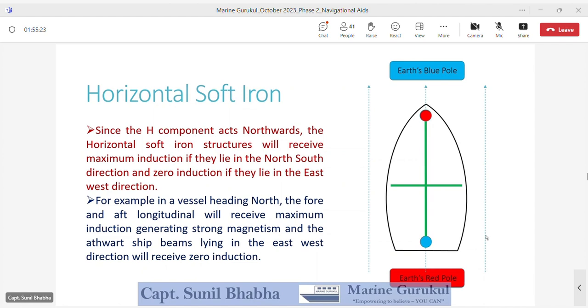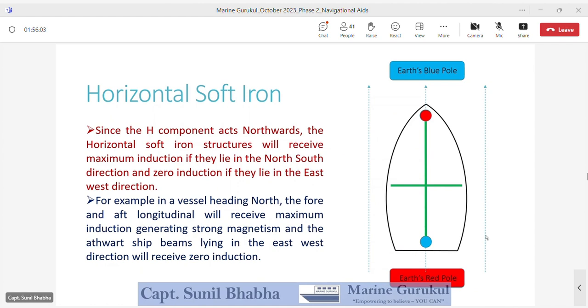Sir, I am not able to visualize this H component acting north. Okay beta, just remember that the Earth's south pole is of red polarity, and the magnetic north pole is of blue polarity. Yes sir. So the lines will always be going from red to blue. They come out of red and enter into blue. So the lines will always be going towards the north magnetic pole, right? Right, sir. Just remember that much. It will take care.